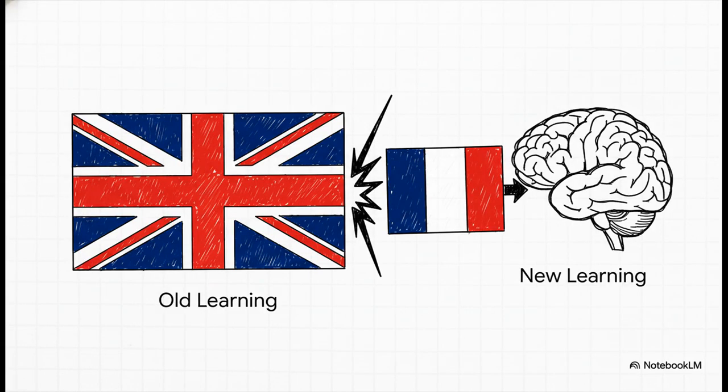So what's actually causing all this forgetting? Well, one of the biggest culprits is something called interference. Proactive interference is when your old memories get in the way of new ones. Think about it. If you already know English, some of those rules might actually make it harder to learn a new language like French. The old stuff is interfering with the new stuff.